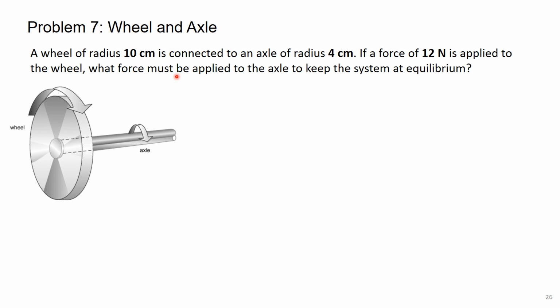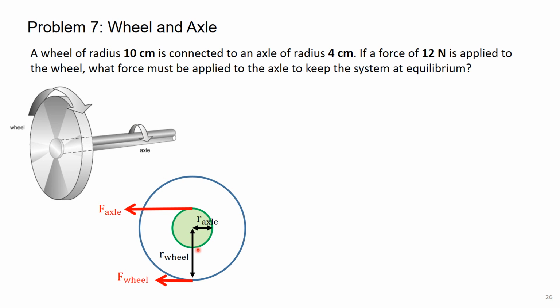Here, the force that you apply on the wheel and the axle will create torques. To keep the system at equilibrium, the torques must cancel each other. So let's draw a picture. This is our picture here, simplified, showing you the forces. We have the wheel, the blue circle, and the axle, the green circle, with a smaller radius. You're applying a force on the wheel, suppose in this direction, and this force is 12 newtons. You want to apply a force on the axle to keep this system at equilibrium. Basically, to prevent the system from turning, you have to apply force on the axle.